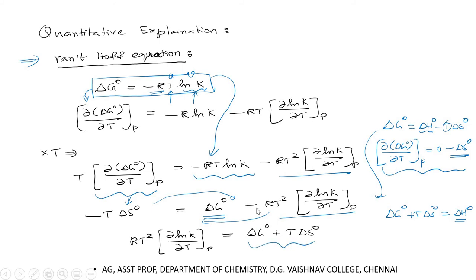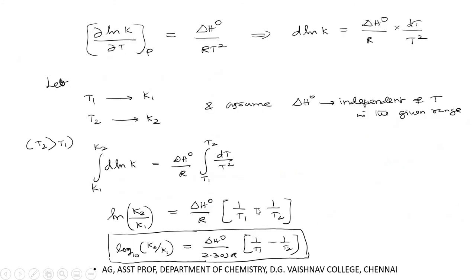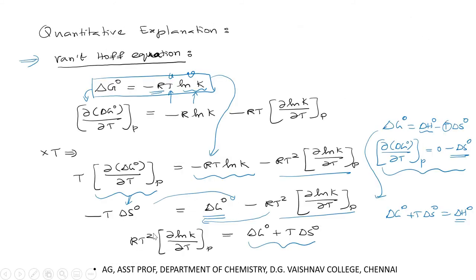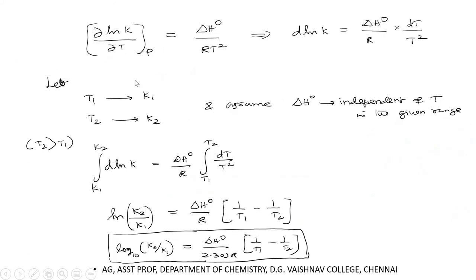So this equation becomes ∂ln K by ∂T at constant pressure equal to ΔH°, and I brought this RT² to the right hand side. So here in the left hand side we had RT², I brought it to the right hand side. So ∂ln K by ∂T at constant pressure is equal to ΔH° by RT². Or we can also write this as d ln K equal to, bringing this dT to the right hand side, ΔH° by R dT by T². I have written it in a proper manner.